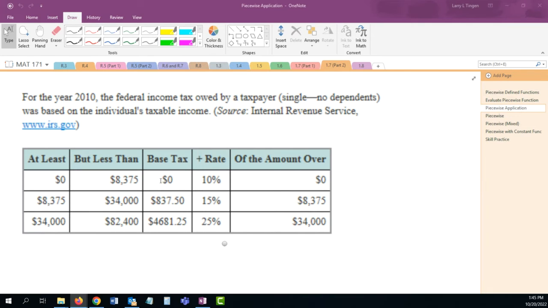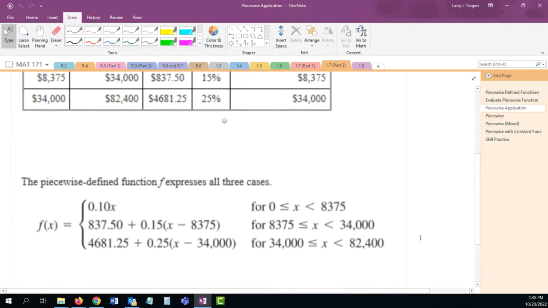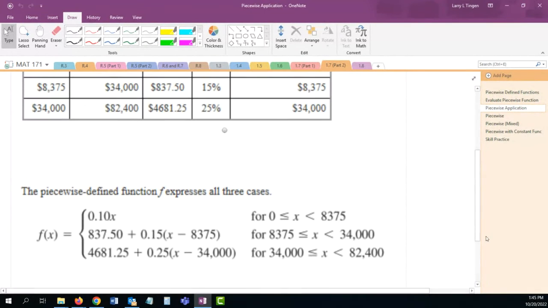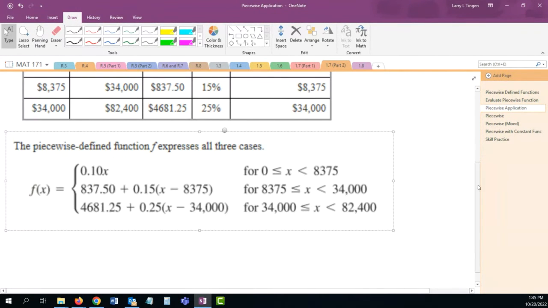So the first bracket is always how much you can make before the federal government says you need to pay anything. The next bracket is the 10%. The next bracket's the 15, or whatever the numbers are now. All right. So this is a piecewise function. And here it is. Now let's see if you can make sense of it.